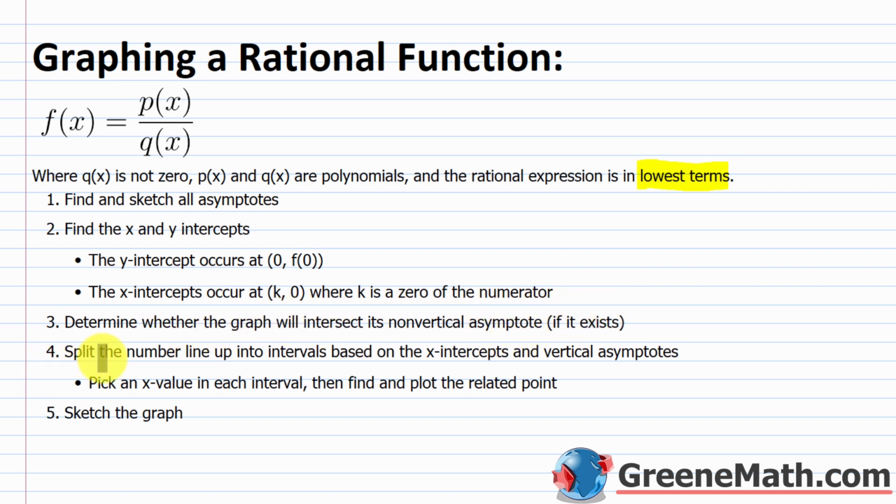The fourth thing is to split the number line up into intervals based on the x-intercepts and vertical asymptotes. Then you're going to pick an x value in each interval, then find and plot the related point. For some functions that works, you can just use one point. In other cases, you're going to need to use more than one point just to get a better idea of what the graph looks like. So this would be on a case-by-case basis. And then the fifth and final thing here, we're going to sketch the graph. Remember, this is just going to be a rough sketch. It does not need to be perfect.